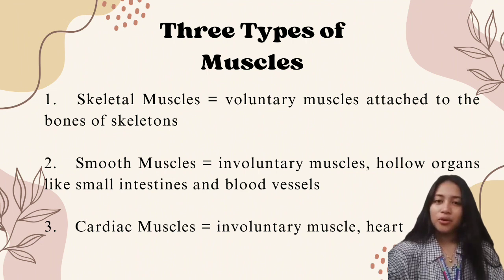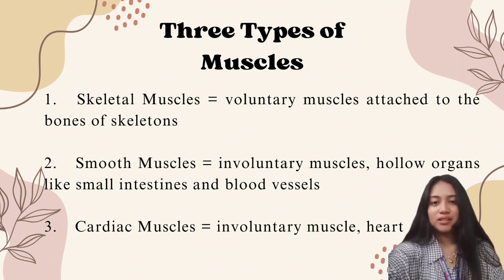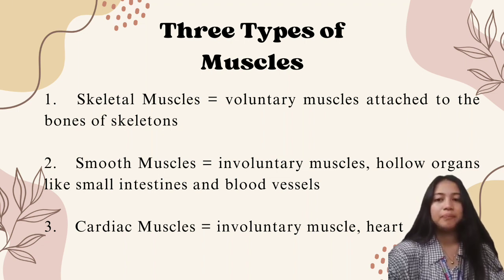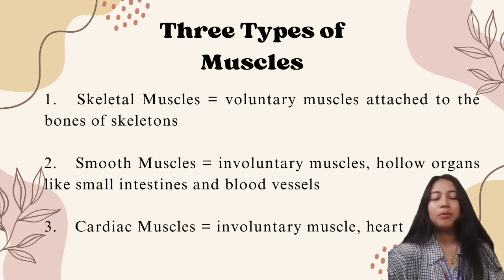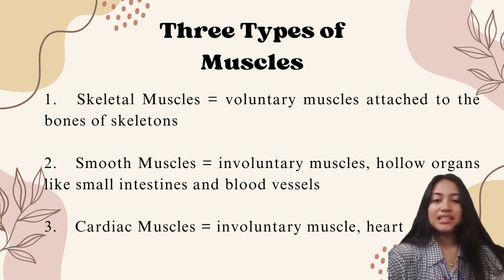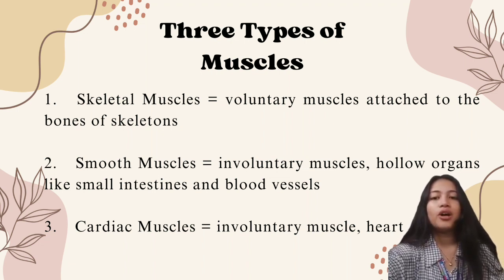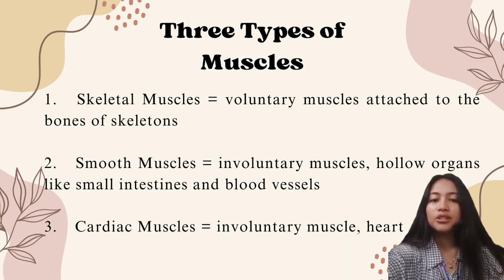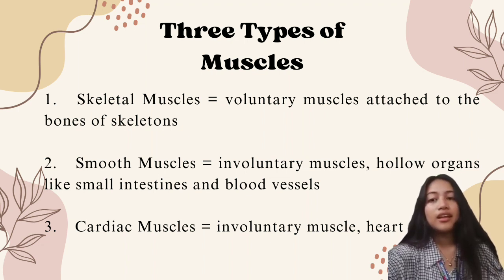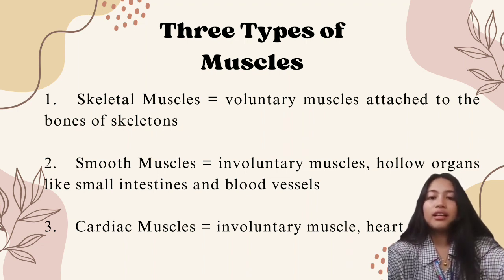The last one, or the third one, is the cardiac muscle. This is specific to the heart. They are involuntary muscles responsible for the rhythmic contractions that pump blood throughout the body. These muscles have unique properties that allow the heart to beat continuously and efficiently. A primary example of this is the heart itself. The walls of the heart are composed of specialized cardiac muscle tissue, and cardiac muscle allows the heart to contract and pump blood throughout the body.